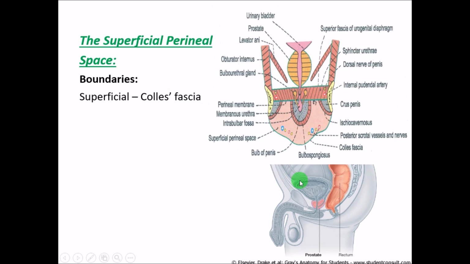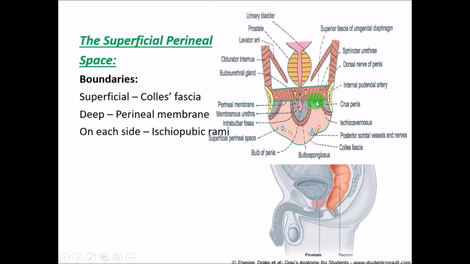If you take a section at this level, this is the side view, and if you see from the front, this is the front view. We have the Colles fascia. The most superficial after the skin is the superficial fatty layer, then the Colles fascia. This is the Colles fascia covering, that is the superficial boundary. Deep, we have the perineal membrane. This is the perineum, shown in green color. This is the perineal membrane.